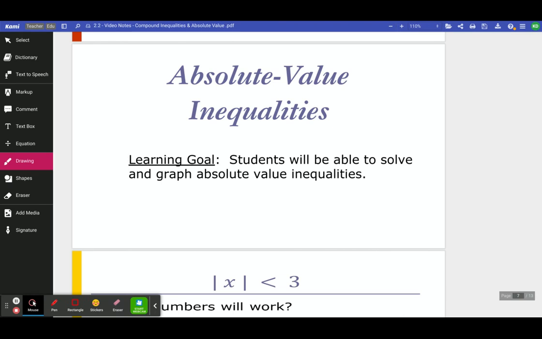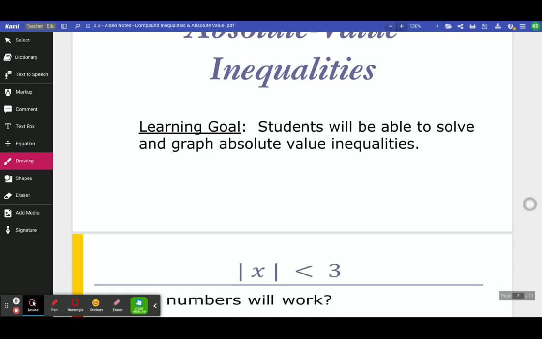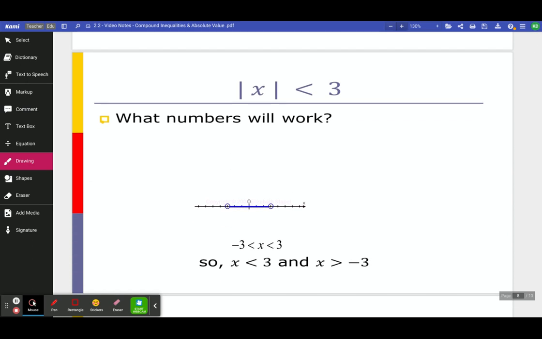Welcome back to the rest of our 2.2 notes on absolute value inequalities. So for absolute value inequalities, it's important that we have an understanding of compound inequalities because we're going to be using those in order to represent the solution set for absolute value inequalities. So here's our first example.